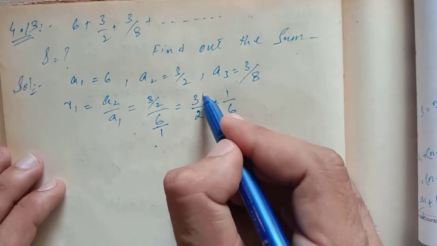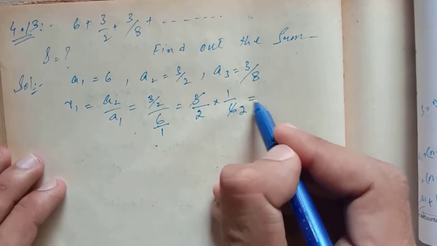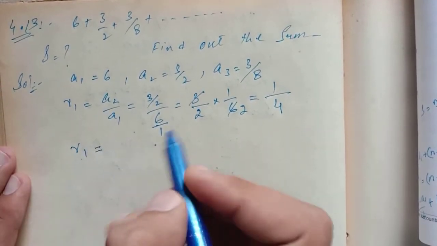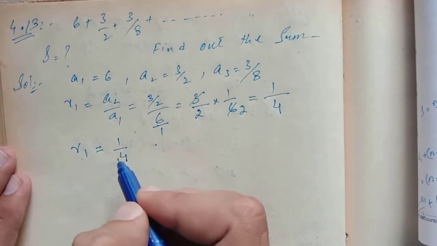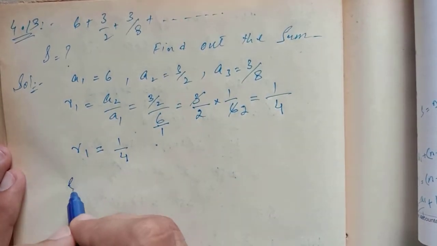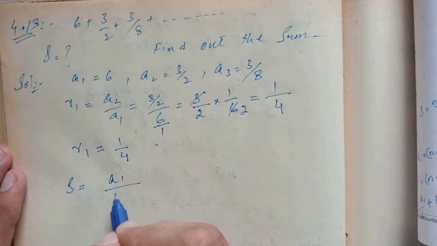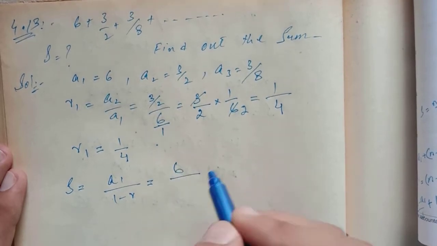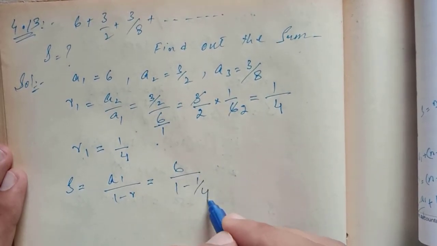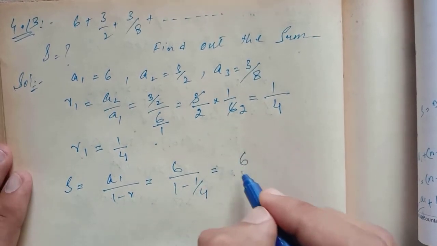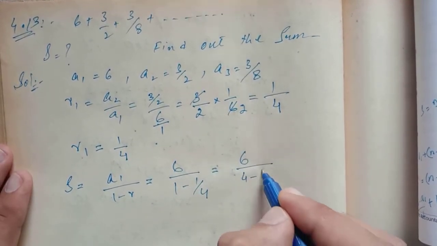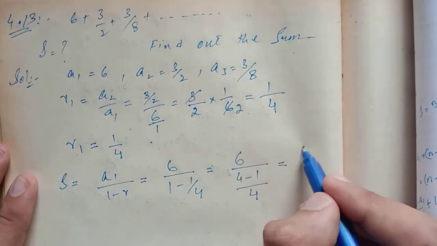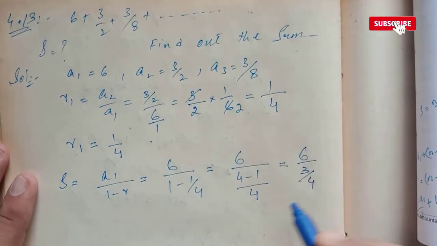So 3 2s are 6, and this equals 1 divided by 4. So r1 equals 1 divided by 4. So S equals a1 divided by 1 minus r, because this is an infinite series. a1 equals 6 and 1 minus 1 over 4 equals (4 minus 1) divided by 4, so this equals 6 divided by 3 by 4.